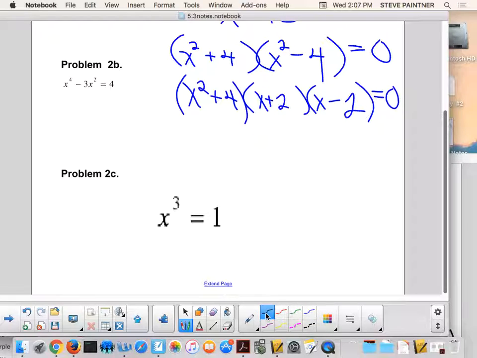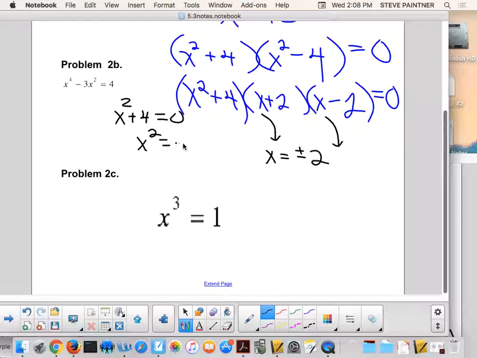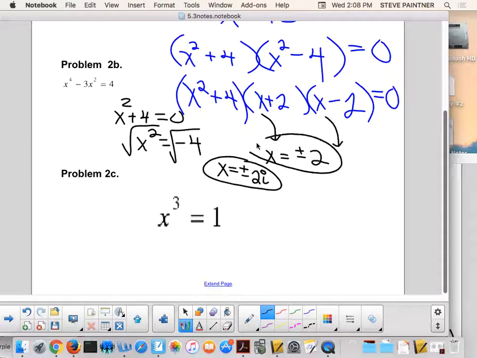Solving is pretty easy here and here. What is it? Positive and negative 2, right? This one's not so easy, right? Well, it's a quadratic expression. When is it 0? I'd set it equal to 0 and just solve for x squared. x squared equals what? Negative 4. Square root of that, x equals plus or minus 2i. So 2 of your answers are real, and 2 of your answers are imaginary. Okay. Good?